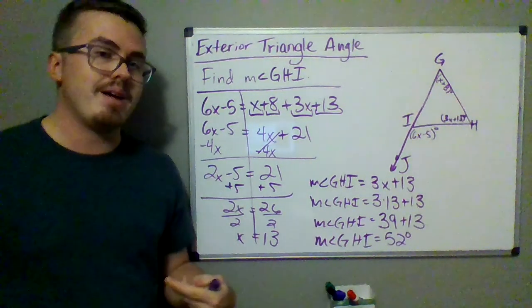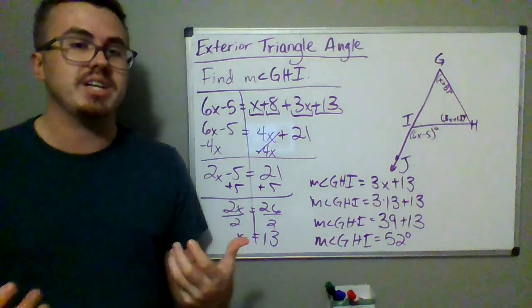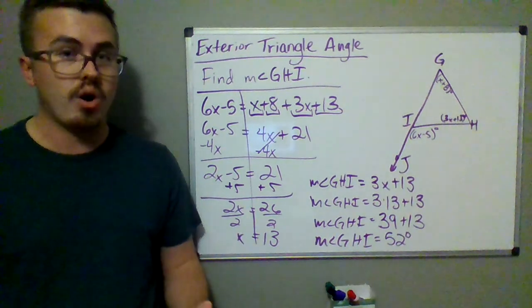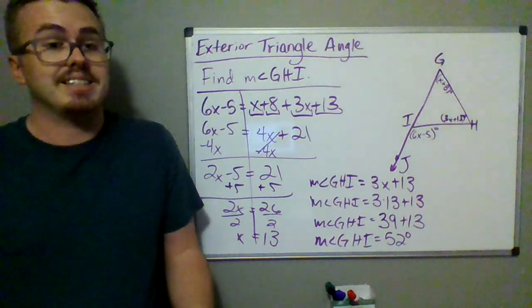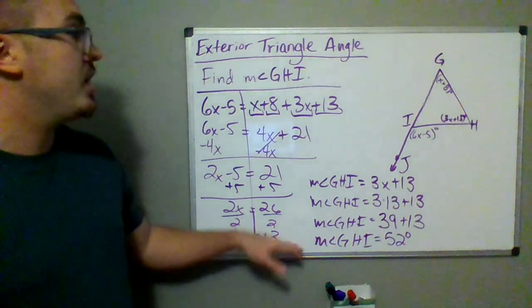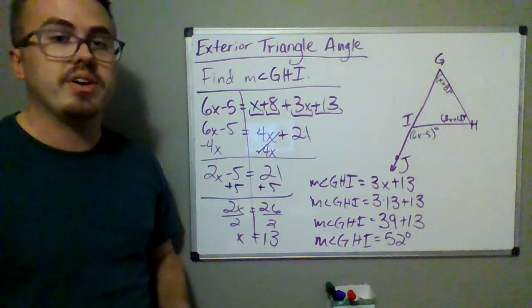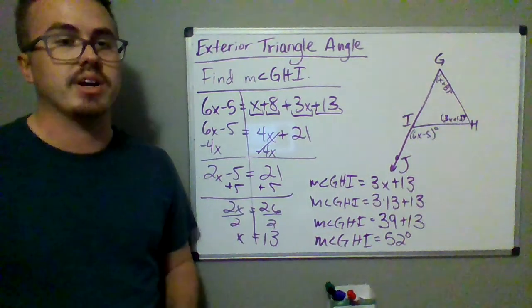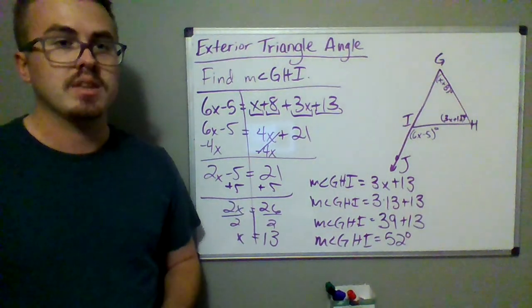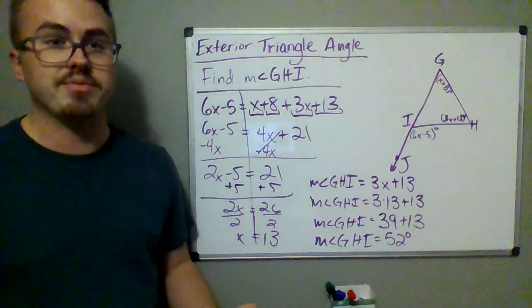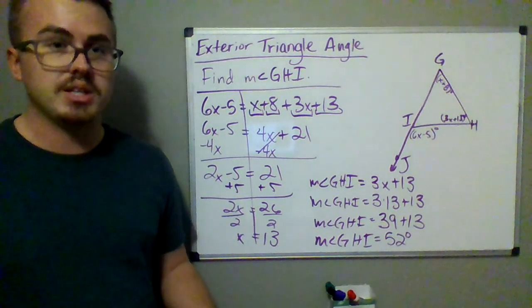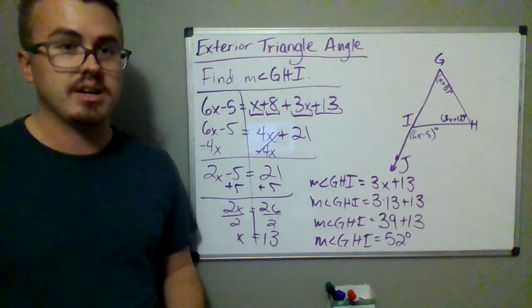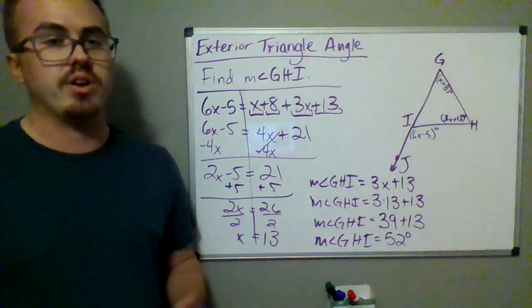So this chapter has been all about using our definitions, using what we know to solve for what it's asking us to find. In this one, we used the exterior angle theorem to figure out x, and then we used x to figure out our missing angle. So make sure you go back to those definitions, use the definitions to create your equation, and then use your equation to figure out what you don't know.